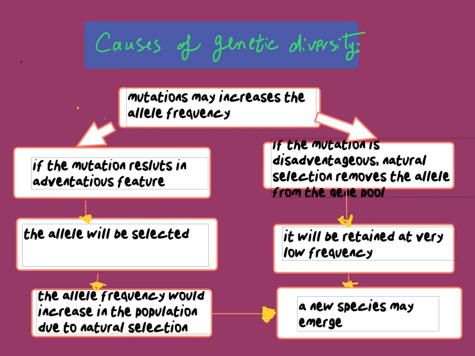This eventually will result in the emergence of a new species. While if the mutation was disadvantageous, natural selection is going to remove this allele from the gene pool. The process of natural selection is going to be repeated and repeated in every generation, so this allele will remain at a very low frequency and might be completely removed from the population. This also may lead to the emergence of a new species which lacks the phenotype of that particular allele.